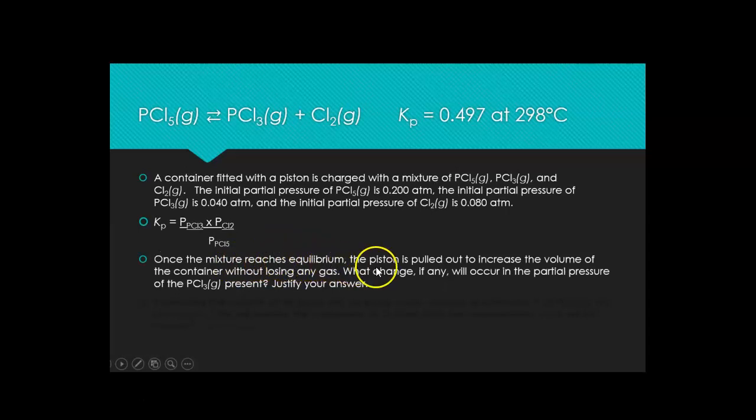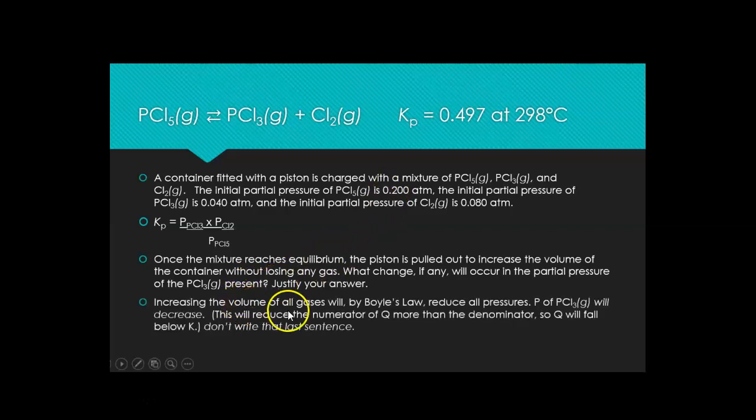Once the mixture reaches equilibrium, somebody pulls the piston out, not all the way, but just increases the volume of the container and didn't lose any gas. What will occur in the partial pressure of the PCl3 that is present, and justify your answer? Now, we know that if it was a multiple choice question, you'd immediately choose it would increase the partial pressures of both of these, because if you've increased the volume, you're going to reduce the pressure, and the only way you can compensate is by making more molecules. But you can't use that argument in an FRQ. You've got to argue always from Q and K.